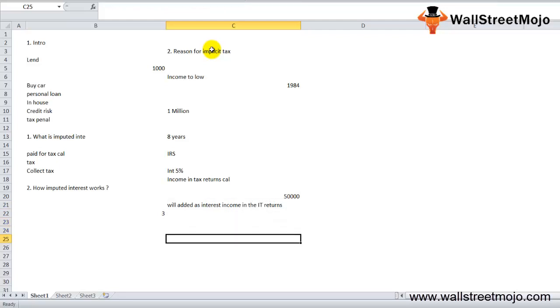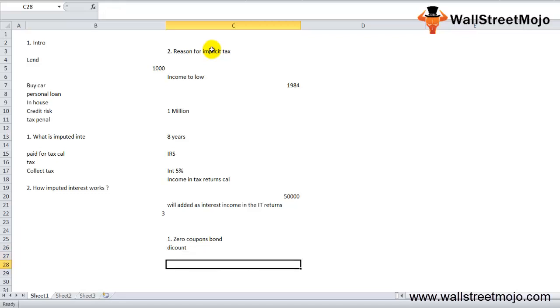Now, the concept of imputed interest also applies in some scenarios, like zero coupon bonds, where the investor does not receive any fixed annual interest payments, but the bond itself has been purchased at a discount to its face value. The difference between the discounted price and the maturity value represents the interest the investor has actually earned during the tenure of the bond. So in simple terms, the tax on the imputed interest will be calculated even if the investor has not received any yearly payments.